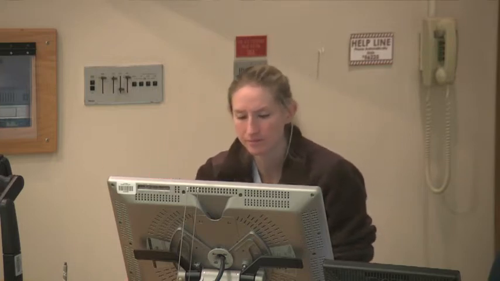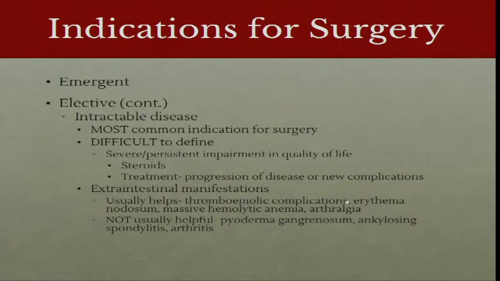And so the extra-intestinal manifestations that can be addressed with the colectomy are the thromboembolic, the erythema nodosum, the hemolytic anemia, and the arthralgias. What are not typically helped are the pyoderma gangrenosum, ankylosing spondylitis, arthritis, and the PSC, primary sclerosing cholangitis. It's just so much on the written boards. So you do a colectomy, and those are the ones that do not improve.